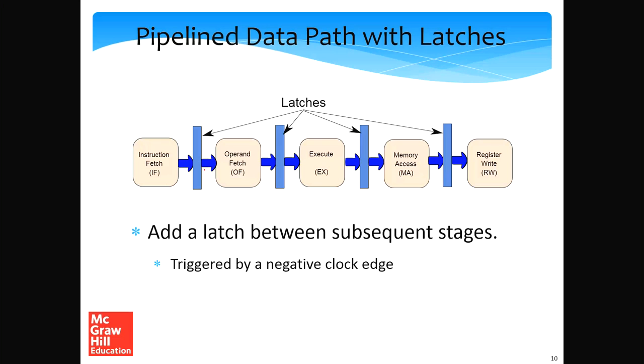So mind you, again, a latch here is actually a flip-flop. It's controlled by the negative edge of a clock. So we add 4 latches between the stages, and every negative edge, the instruction that is being processed in this stage moves to this stage. Every negative edge instruction here moves here. So we add a latch between subsequent stages, and the latch is triggered by the negative clock edge.